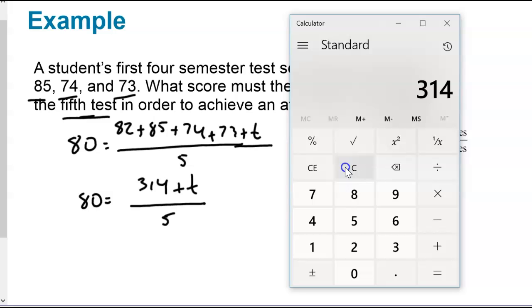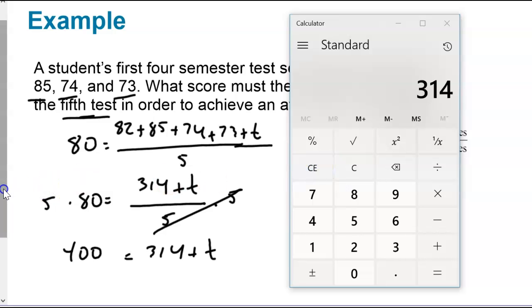Now to get rid of the 5, we want to do the opposite operation. So we're going to multiply by 5. What we do to one side, we have to do to the other. And when we do that, we go 5 times 80 is 400, and 5 divided by 5 is 1, so we've got 314 plus t.